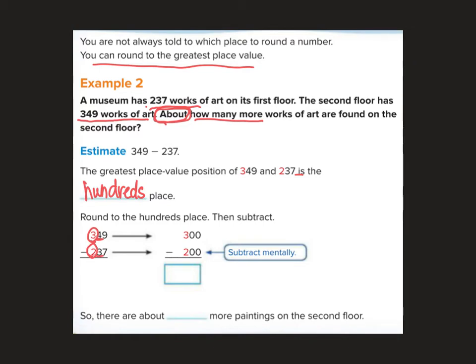The 3 tells the 2 to stay the same. So now I can subtract mentally. 300 minus 200 is 100. There we go. So there are about 100 more paintings on the second floor.